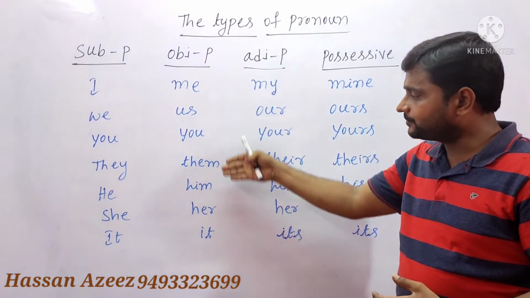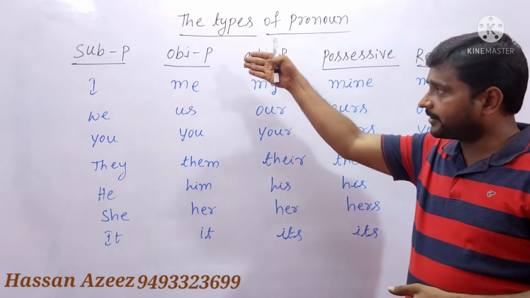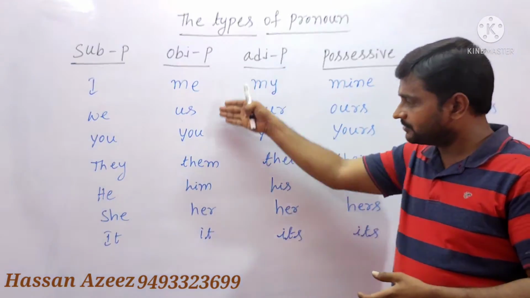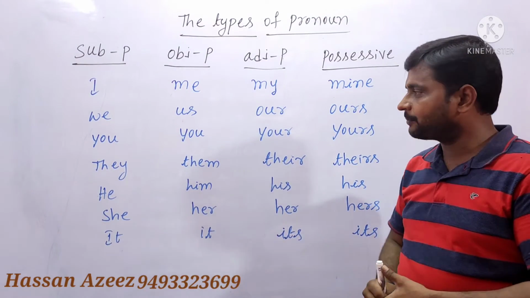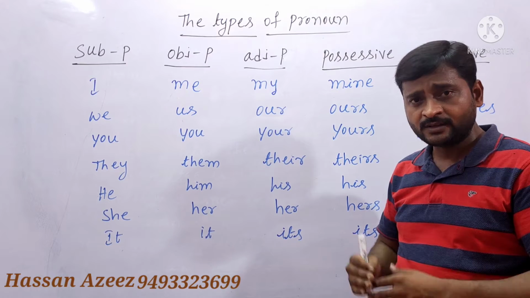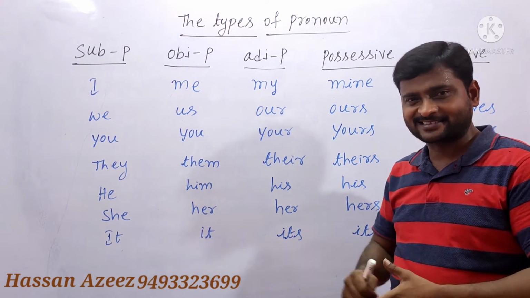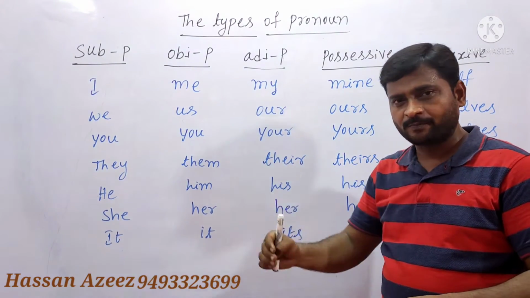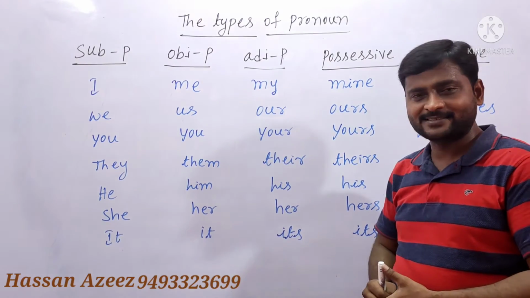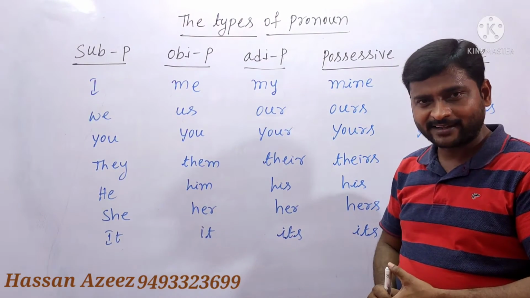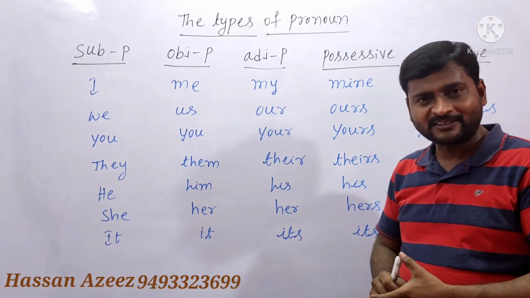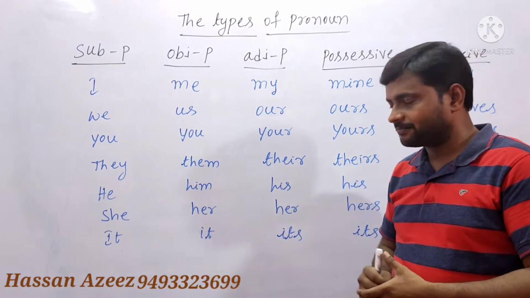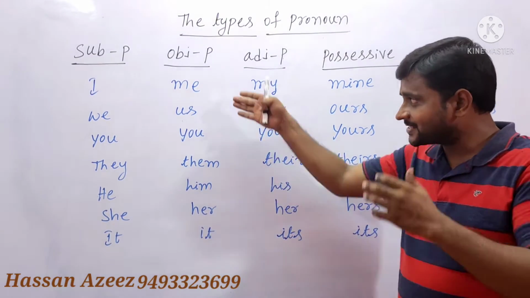And one more, you see, the objective pronoun. Generally, we use them at the objective level in the sentence. For example, I teach you mathematics. You teach me mathematics. They teach us mathematics. I teach them mathematics. I teach her mathematics. I teach him mathematics. Like that, as you wish.